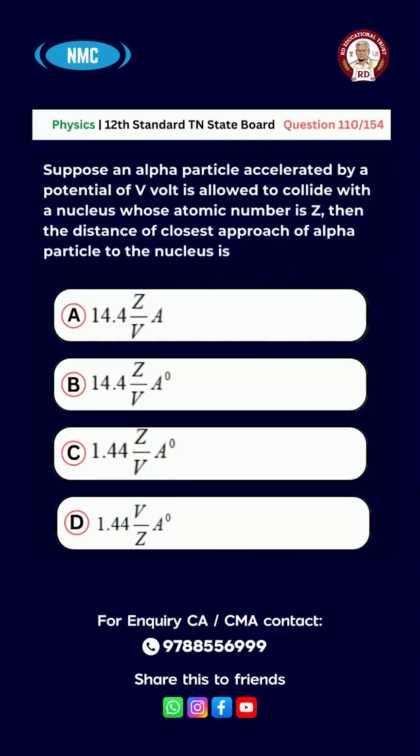Question number 110. Suppose an alpha particle accelerated by the potential of V volt is allowed to collide with a nucleus whose atomic number is Z, then the distance of closest approach of the alpha particle to the nucleus is option A 14.4 Z/V, B 14.4 Z/V angstrom, C 1.44 Z/V angstrom, D 1.44 V/Z angstrom. The right answer is option B 14.4 Z/V angstrom.